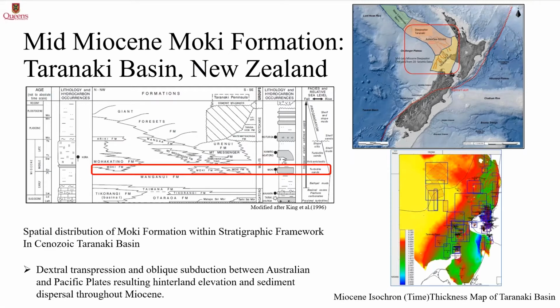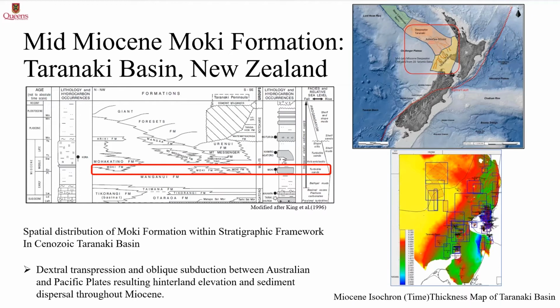Coming to the forefront, the mid-Miocene section of the Moki Formation of Taranaki Basin. This is fully reported from the subcrop of the subsurface through deepwater drillings of Taranaki Basin in the offshore section and also partly onshore. But mostly the Moki Formation is developed towards the offshore part of Taranaki Basin and further towards deepwater Taranaki Basin, and it is sandwiched in between the Manganui and the Mohakatino Formation of the Mid-Miocene.